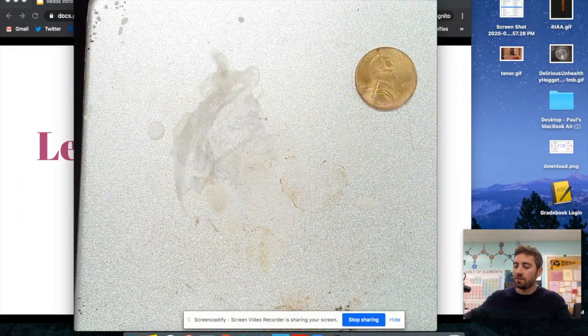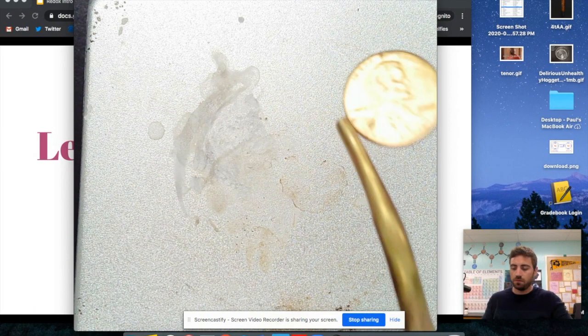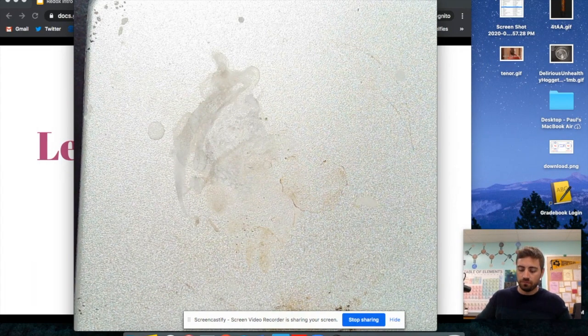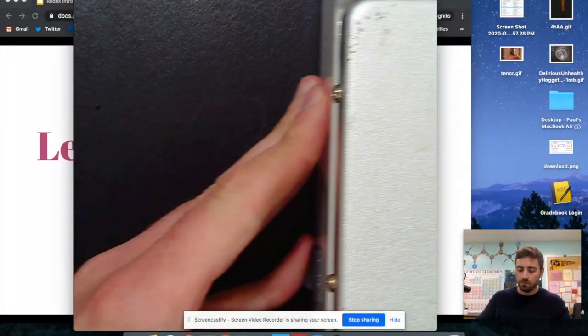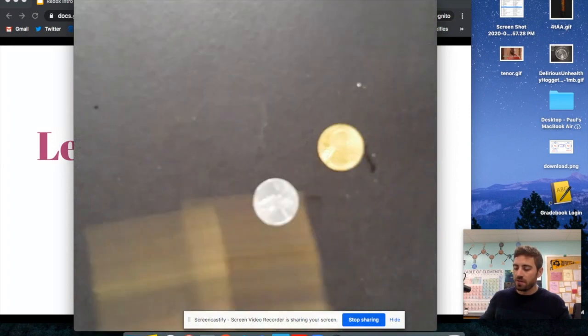All right, that looks pretty good. So we've got ourselves a nice gold penny to add to our silver penny. And those are good to go. Take those babies to the pawn shop.